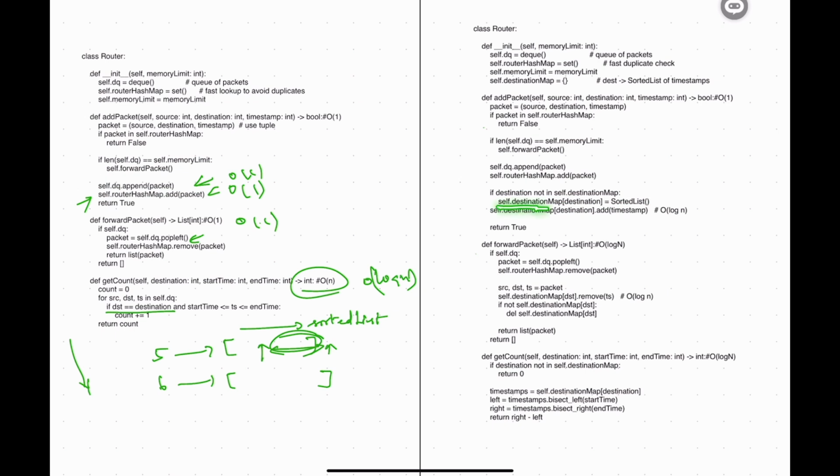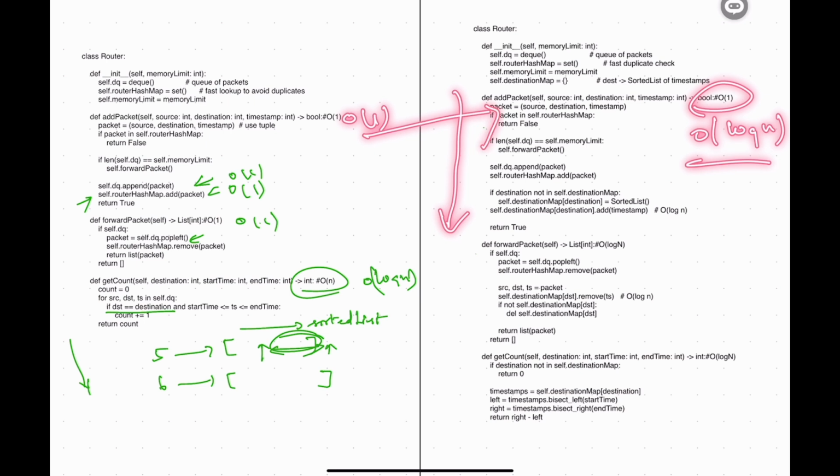So self.destination_map of destination: you initialize with a sorted list when the destination was not there, and you add the timestamp to the destination map. Since it's a sorted list, you will take order of log n for this insertion. So from order of 1, add packets and forward packets will now have a time complexity of order of log n. This time complexity will increase.